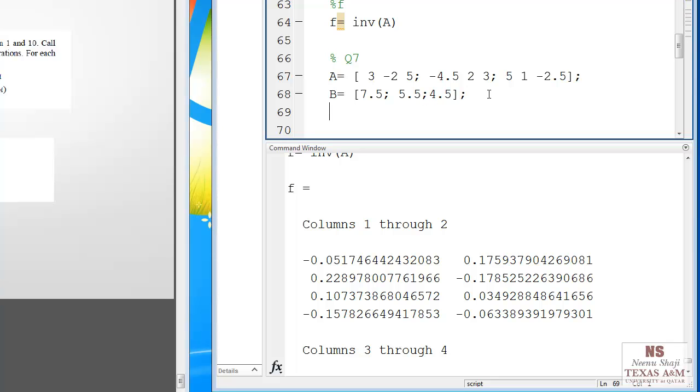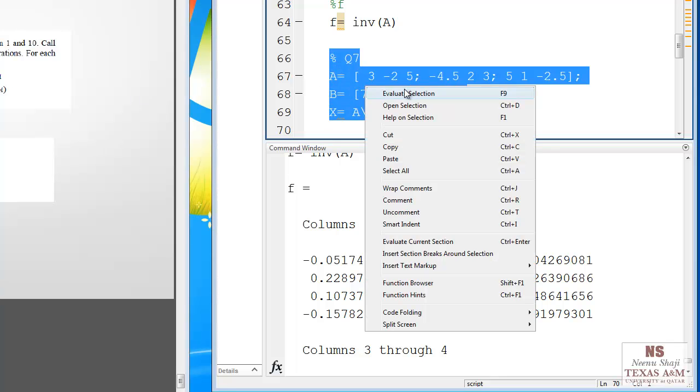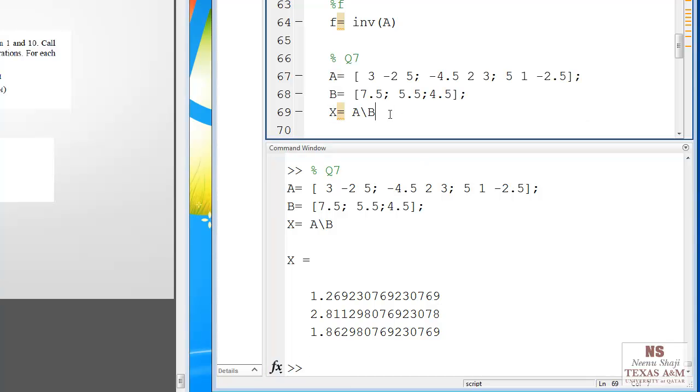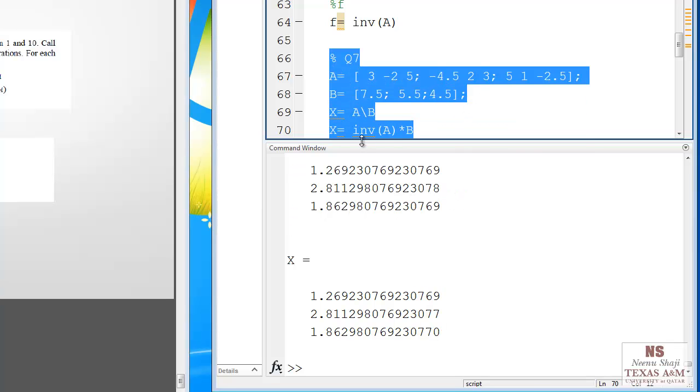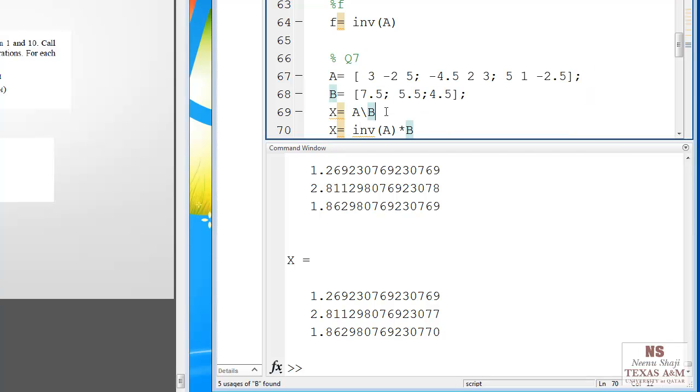Now X will be A left division B. Or you can also calculate it as inverse of A multiplied with B. But the left division method is more accurate, as calculation of inverse is not accurate for big matrices. So preferably use the left division method.